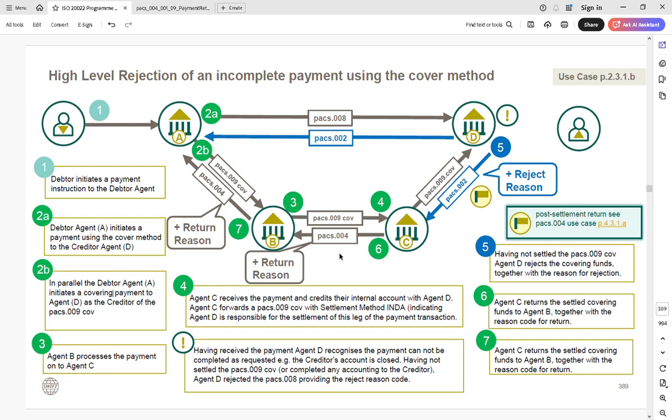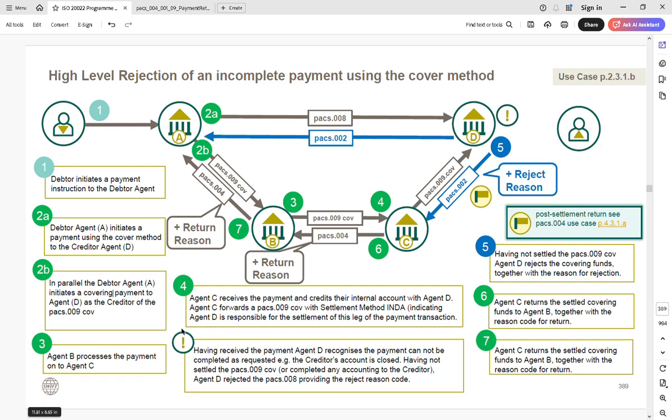Okay, we have just started explaining the PACS.002 message about the cover method. It's the rejection message we just started yesterday. We have done the linear one, and today we started with the cover method.